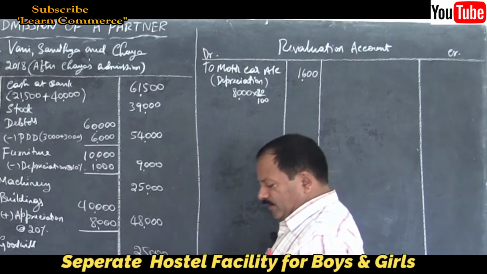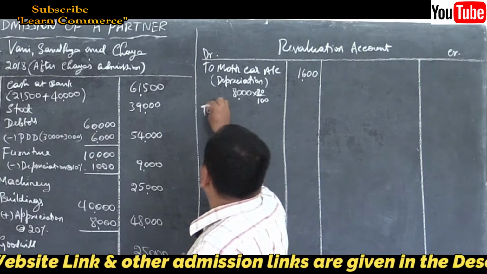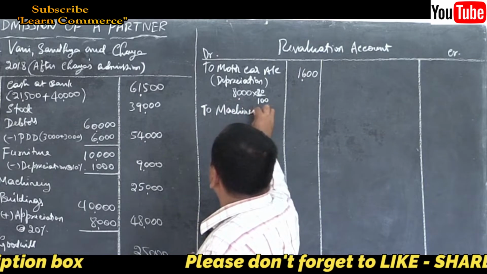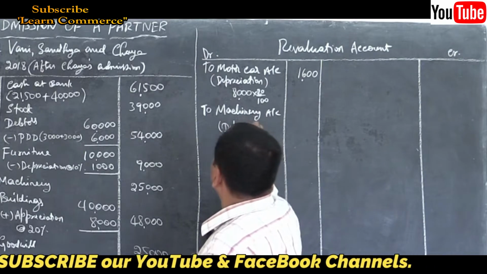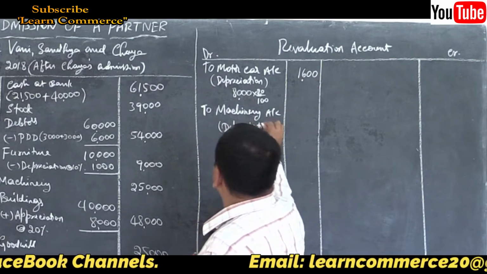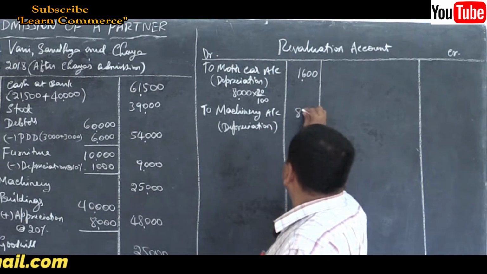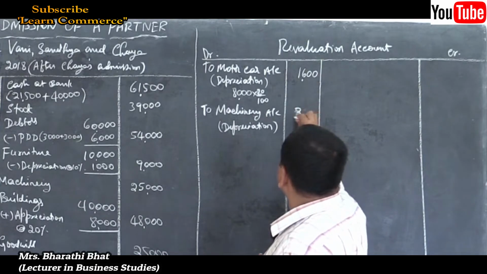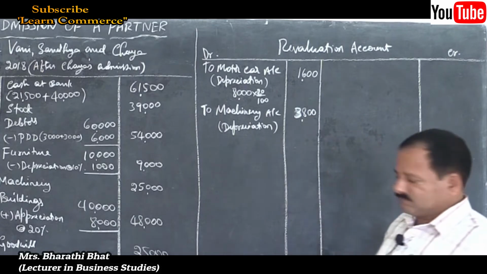Then there is one more depreciation on machinery. Amount is given straight away, no need to calculate. To machinery account, again depreciation. Depreciation, how much is it? 3,800. Yes, it is.